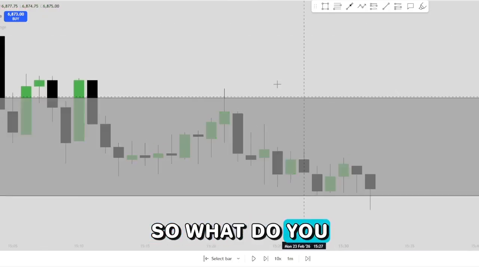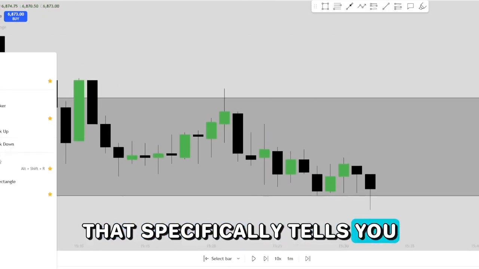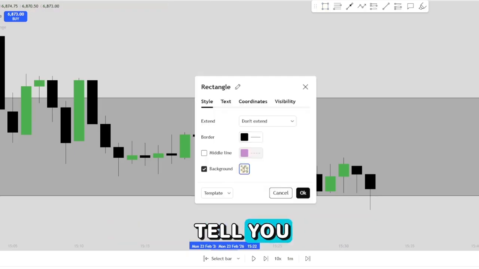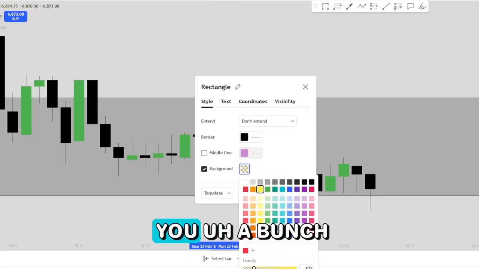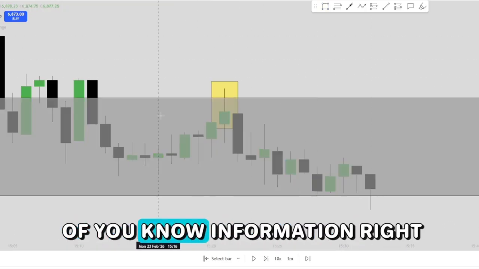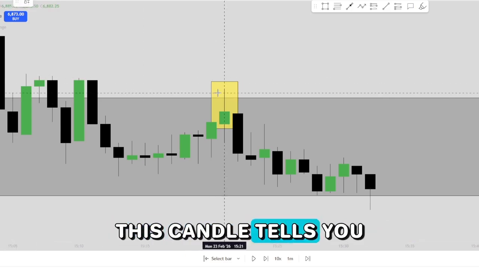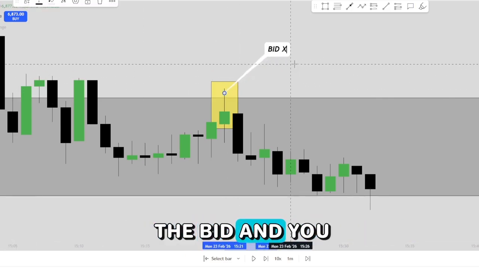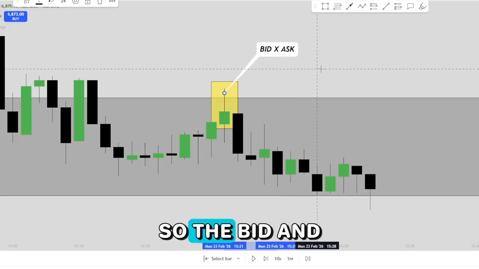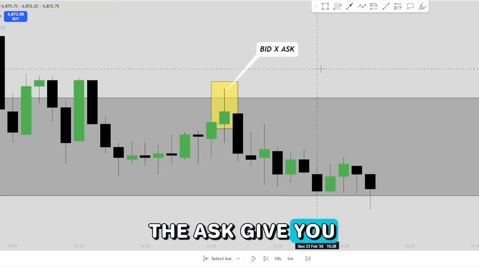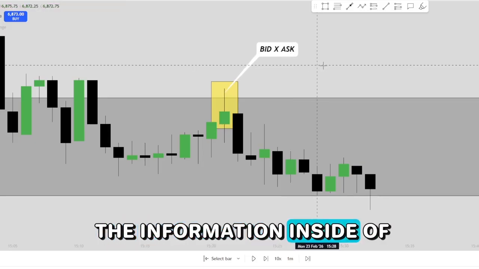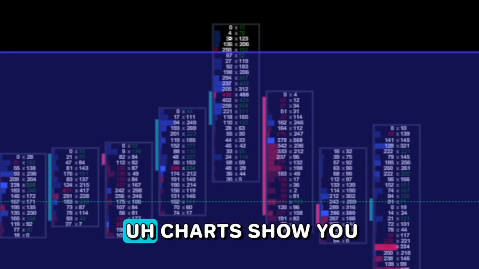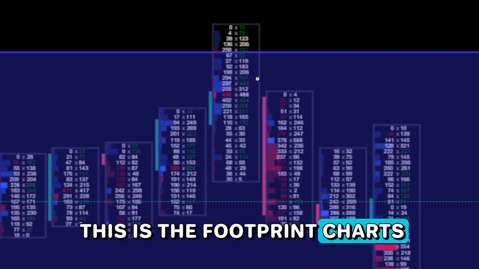So what do you see over here that specifically tells you that you want to be going short, right? What does this candle tell you? This candle gives you a bunch of information, right? This candle tells you basically one thing. If you just take a look at the bid and you compare it to the ask, right? The bid and the ask give you the information inside of the candles. This is what this chart shows you. This is the footprint charts.